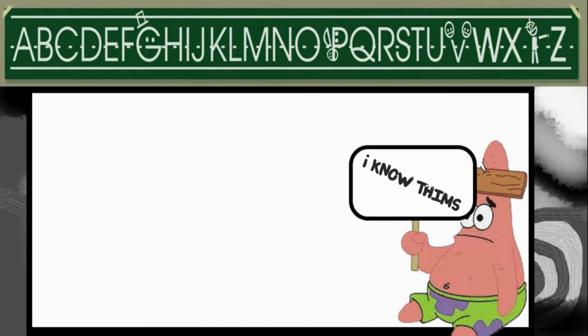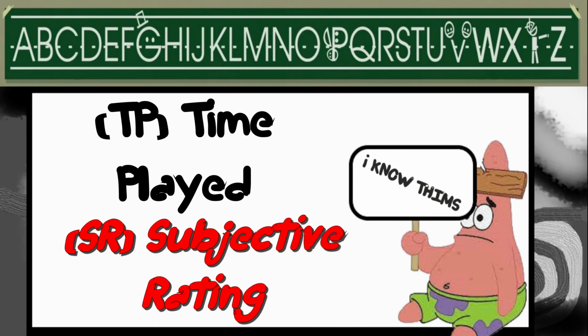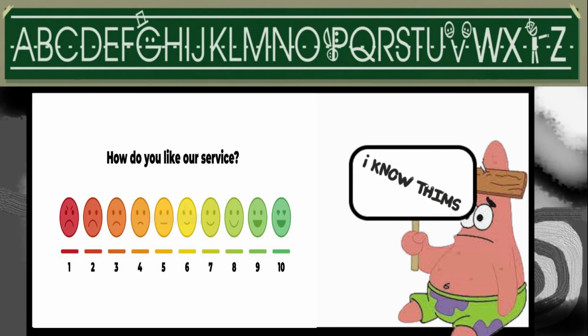The first piece of data we need is time played on a game. The second piece of data is a subjective rating. I've used a standard 1 to 10 scale using decimals as everyone is familiar with it.